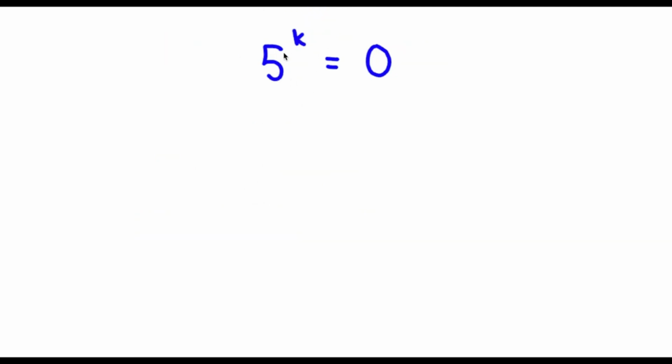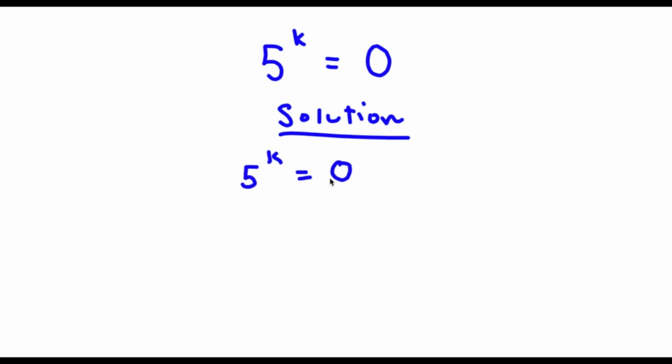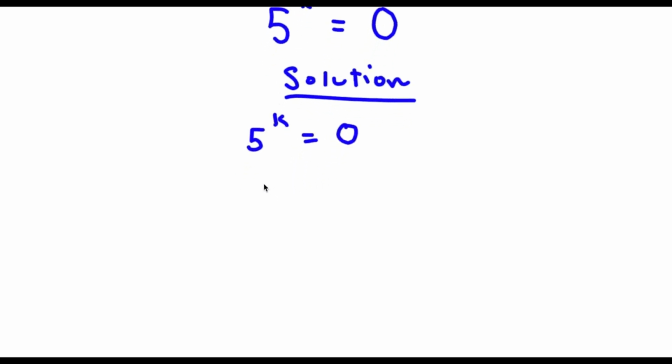All right, so I have 5 to the power of k is equal to 0. So for our solution, we start with 5 to the power of k is equal to 0. Then I'm going to go ahead and take the log on both sides. So now I have log 5 to the power of k is equal to log 0.